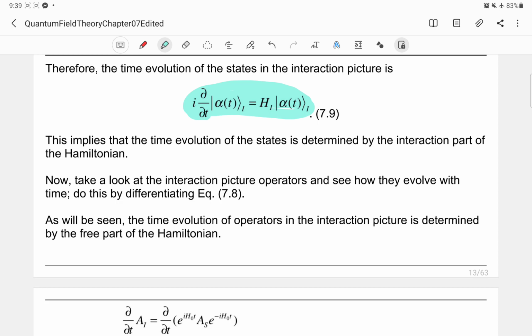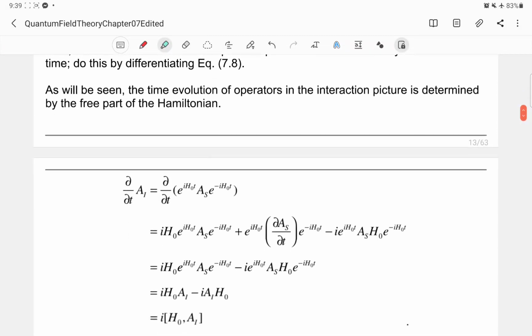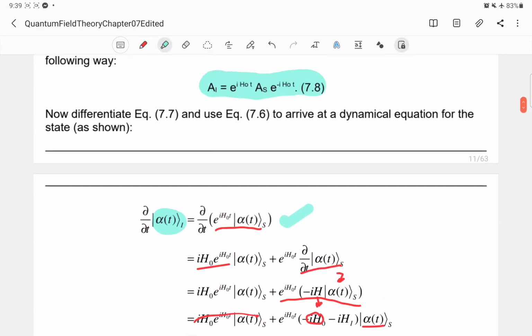Now, let's take a look at the interaction operators and see how they are evolving with time. So we can get the derivative of 7.8, which is of course this one here.